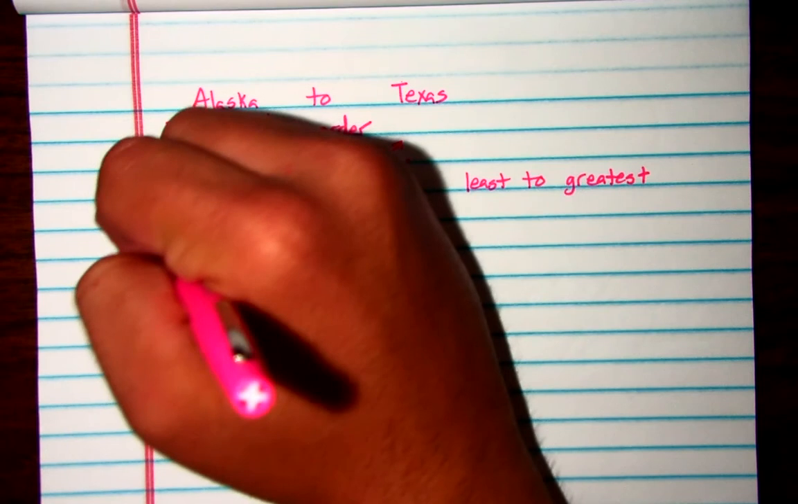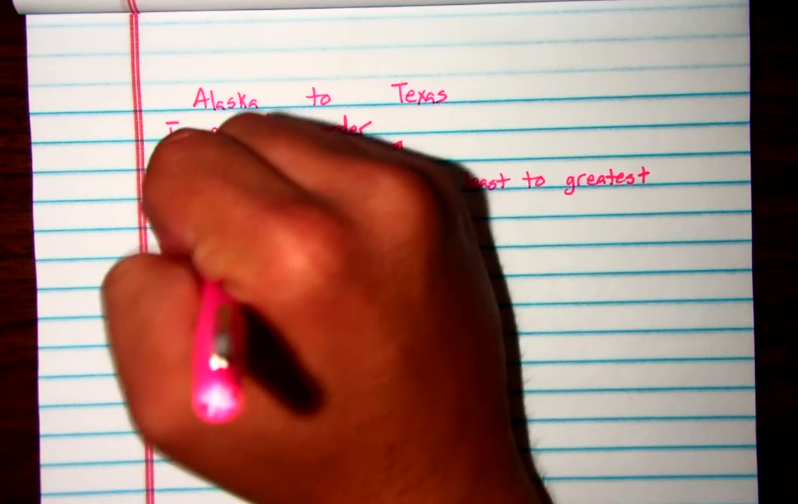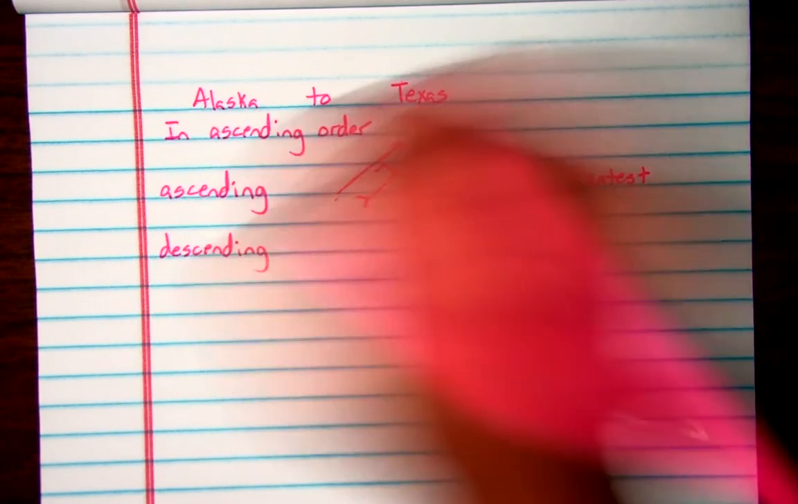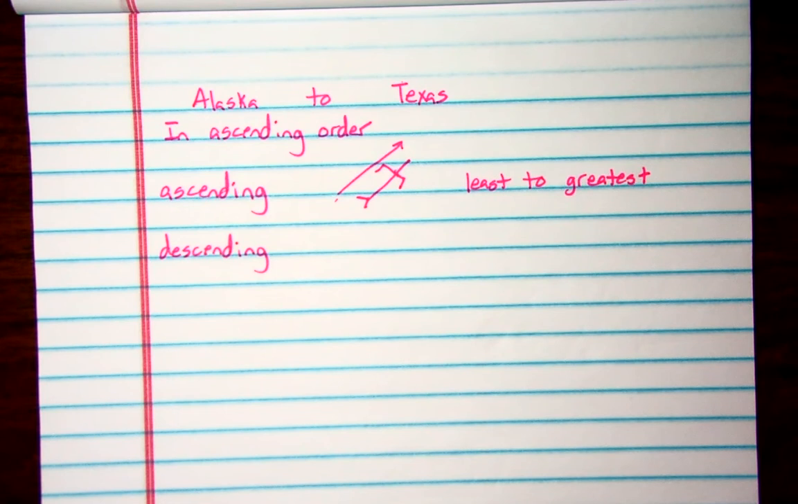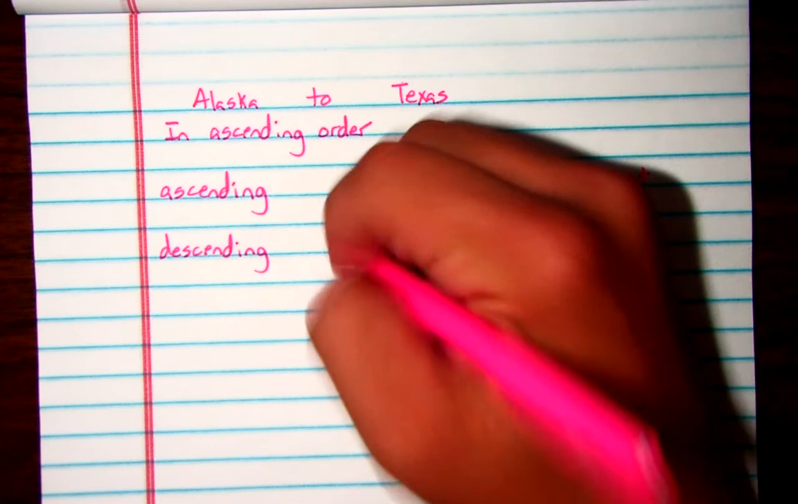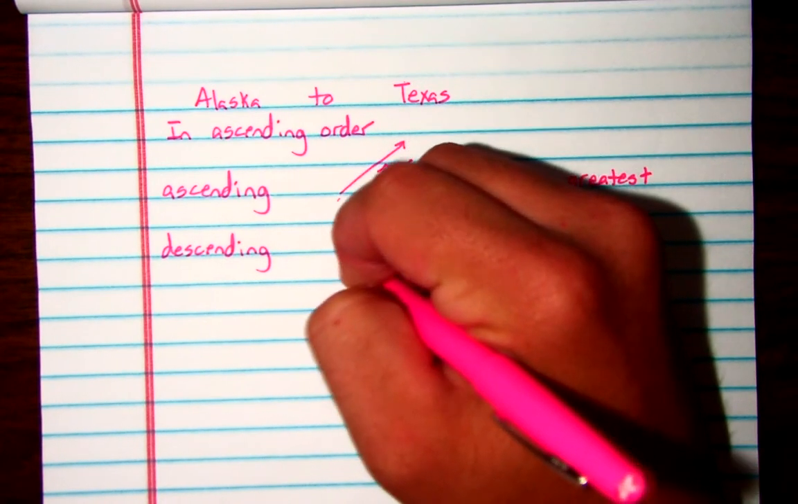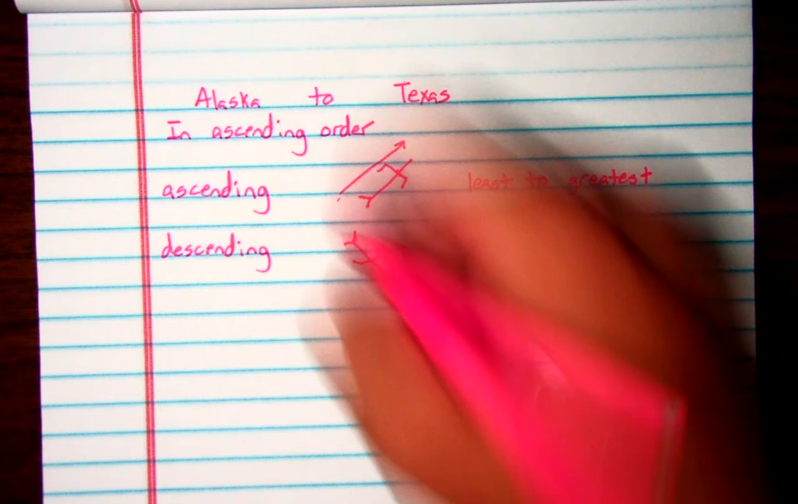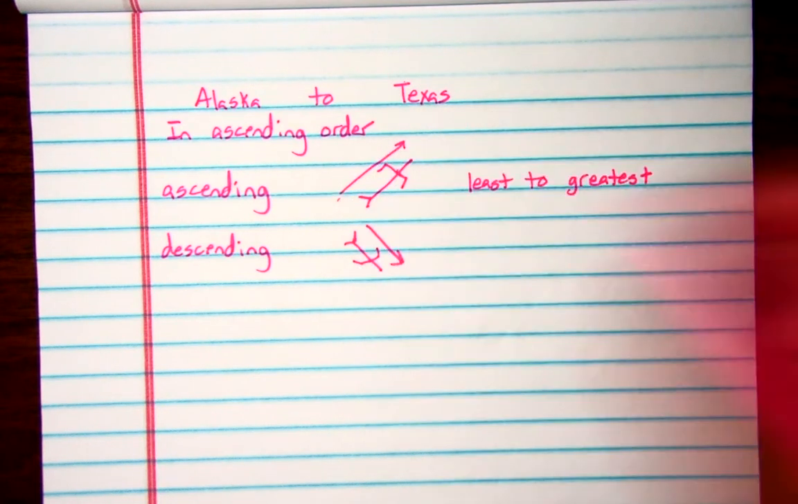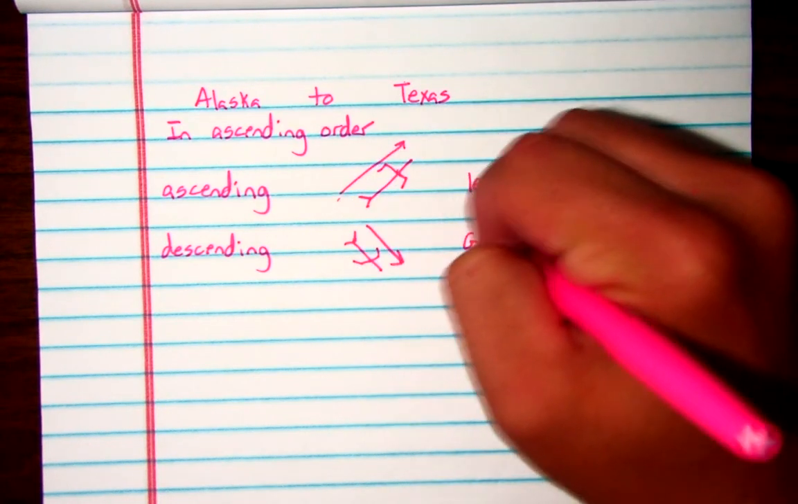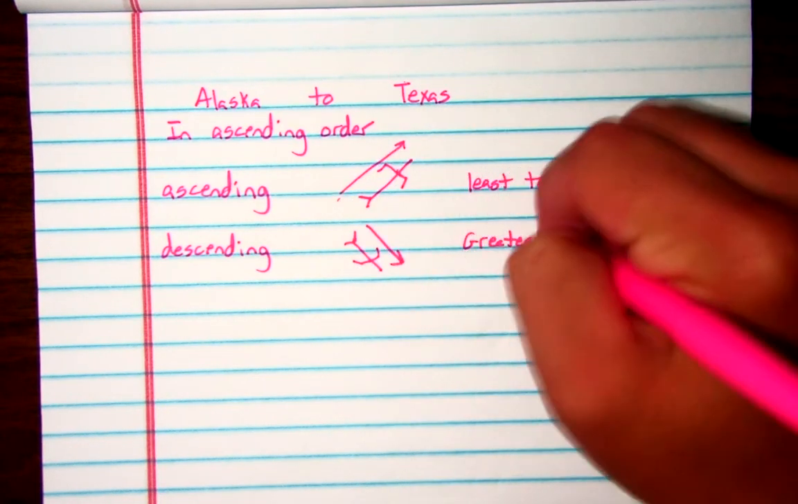Descending, think about a plane. Again, the captain says, all right, guys, fasten your seatbelt. We are starting to make our descent, which means we're about to land. So here's my little plane again. Look at this. I should be an art teacher. Woo! Descending means I'm going down, which is greatest to least.